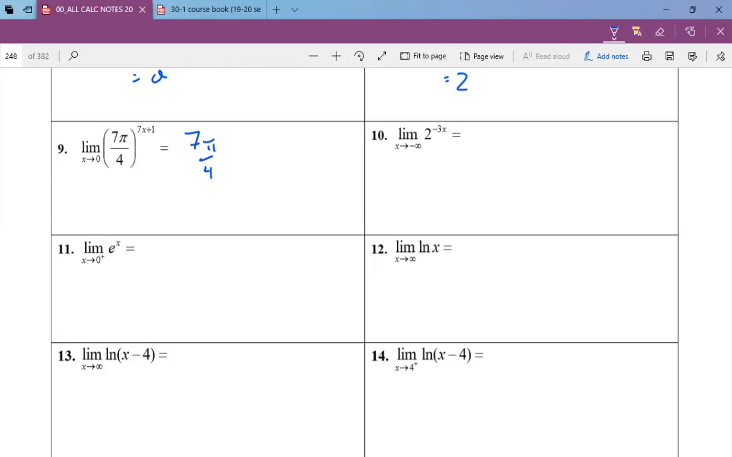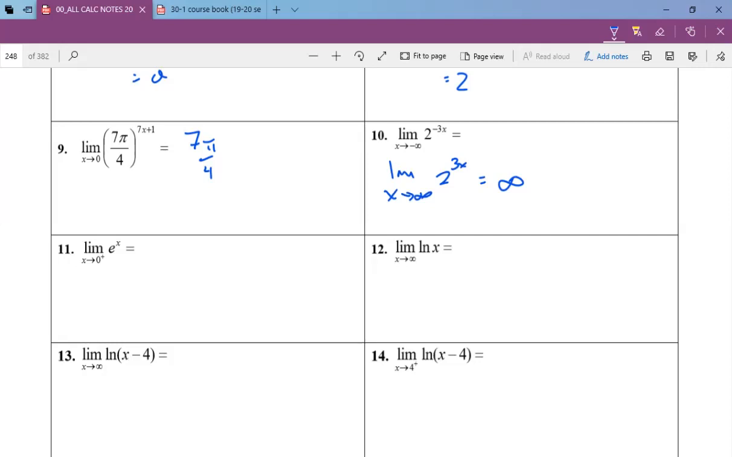The limit as x goes to negative infinity of 2 to the negative 3x. Okay, so now we need to be careful in here. X is going to negative infinity. We're getting increasingly large negative numbers for x, and then when we multiply by negative 3, this is essentially the same as the limit as x goes to positive infinity of 2 to the positive 3x. And so if it helps to look at it that way, then this is positive infinity.